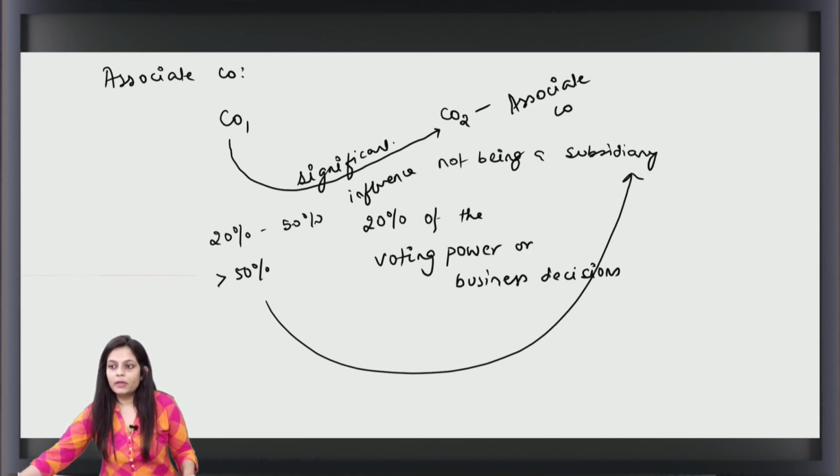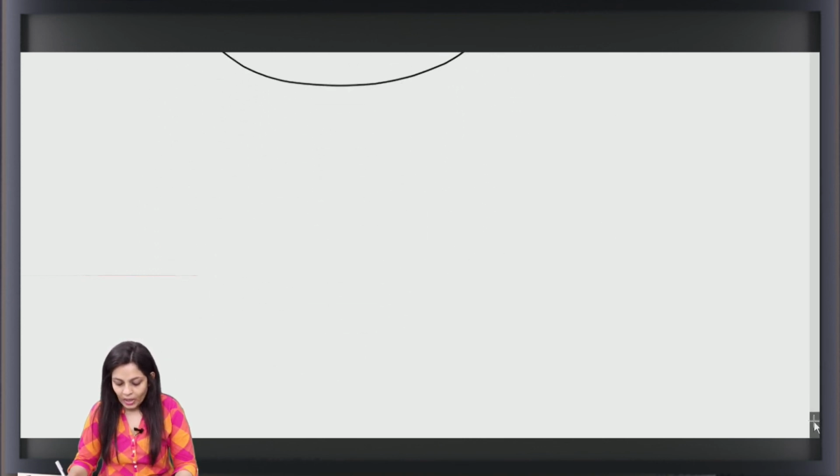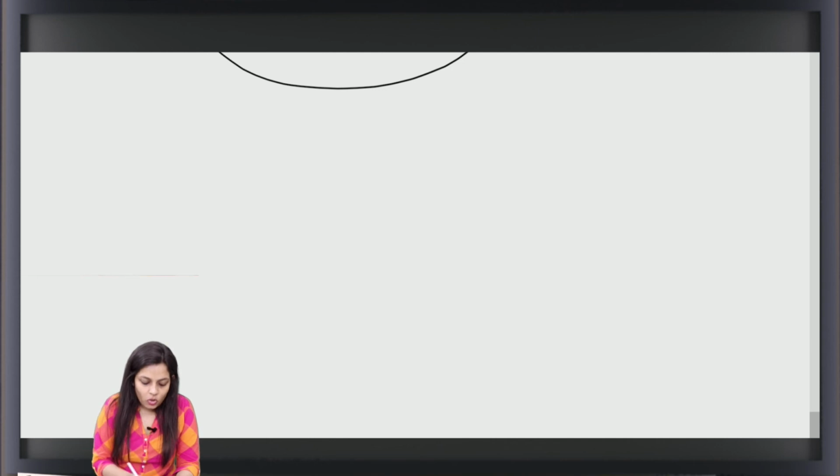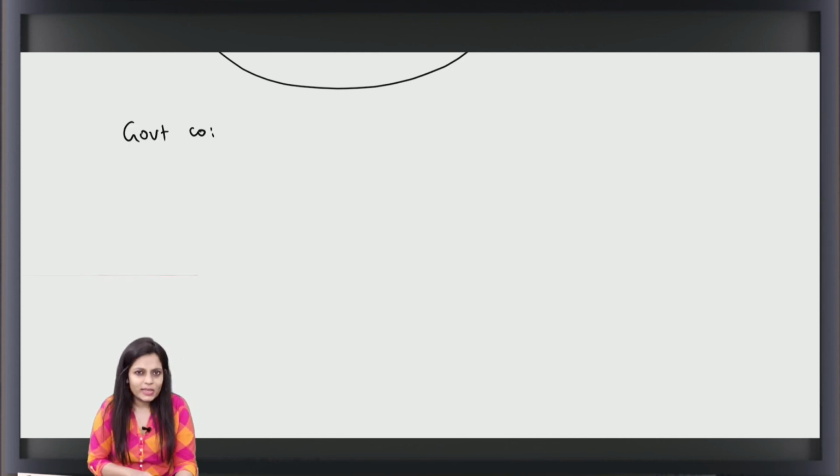Okay, so we are done with holding, subsidiary and associate, and I'm damn sure you're all clear with it. Moving on to the next part of the discussion, which talks about government and foreign company. So what is a government company? These are very small topics. We are just going to discuss them in a jiffy.